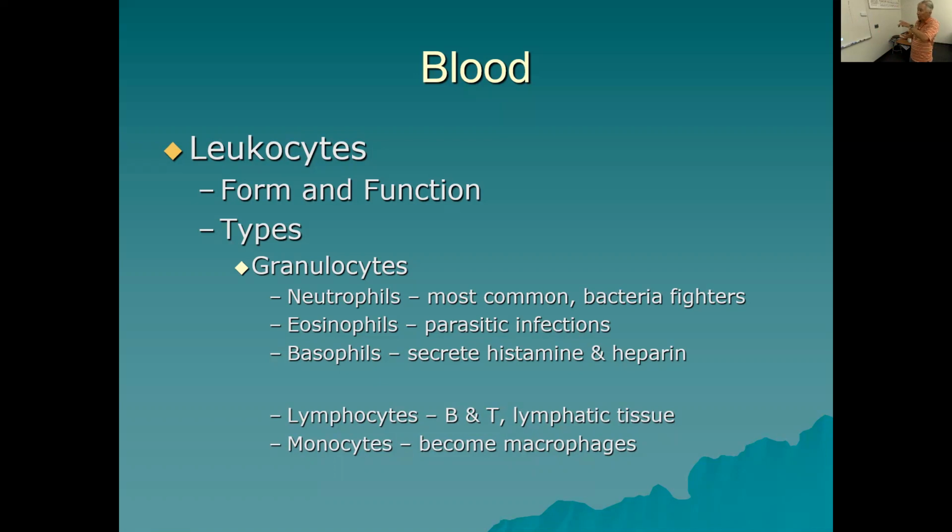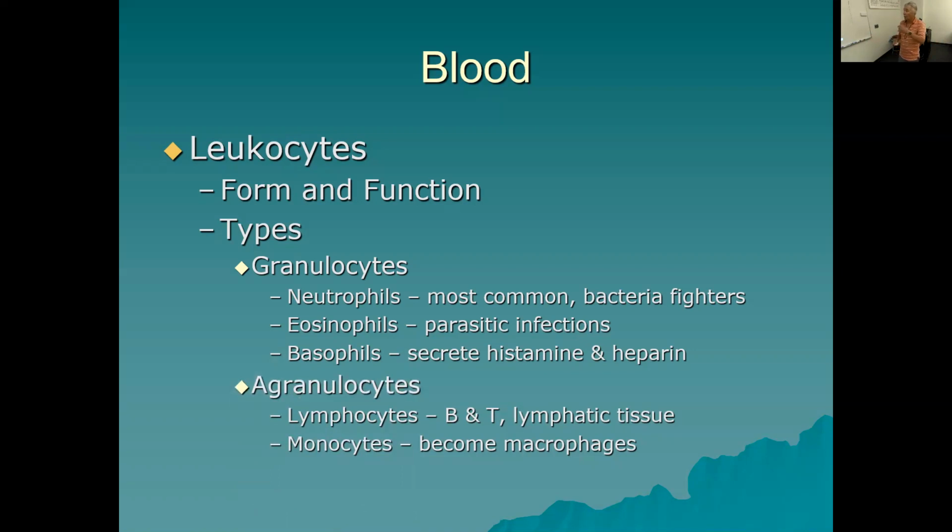Neutrophils are most common. They're bacteria fighters. Eosinophils fight parasitic infections, multicellular parasites. Basophils secrete histamine and heparin, and these help start inflammation. Inflammation is an immune response, and it is a good thing. When you're infected or you have damage, chronic inflammation is a bad thing. But anyway, and then you have the agranulocytes.